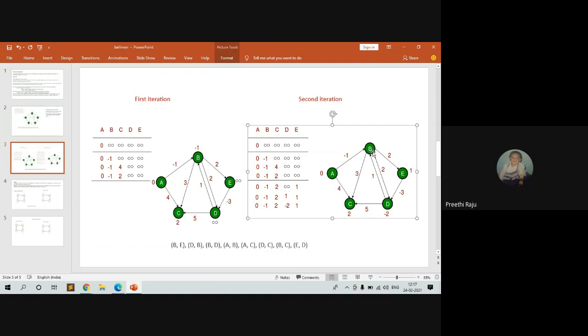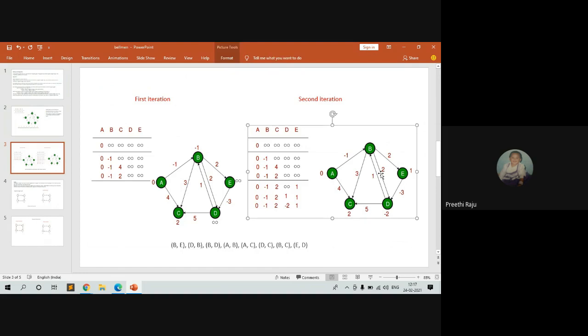And then next, from B we'll start. From B to E, what is given? For B, we know that it is minus 1. So we do minus 1 plus 2, which is 1. That route is given for E. And then we have to find the other route for D. There are two routes: through B, then E, we can reach D, and also we can reach D directly.